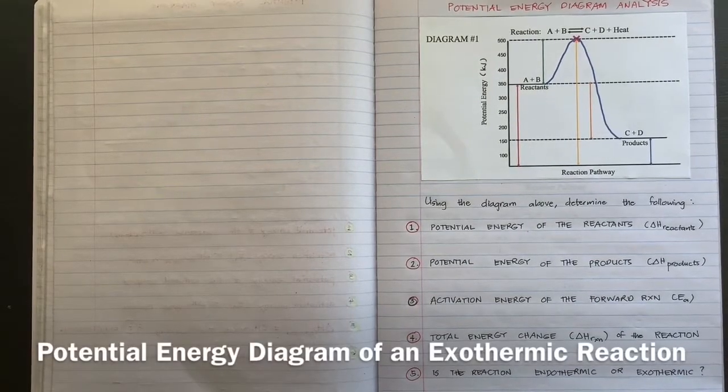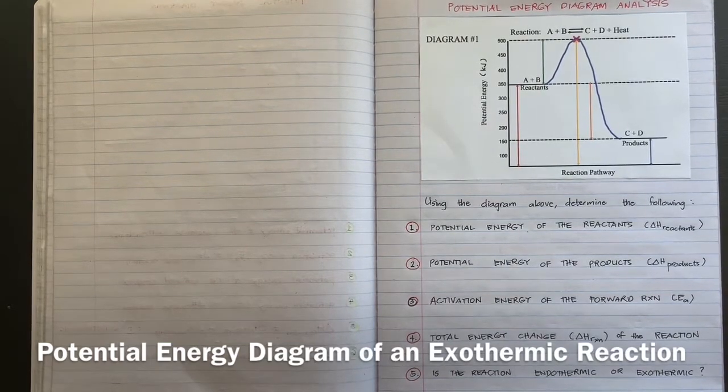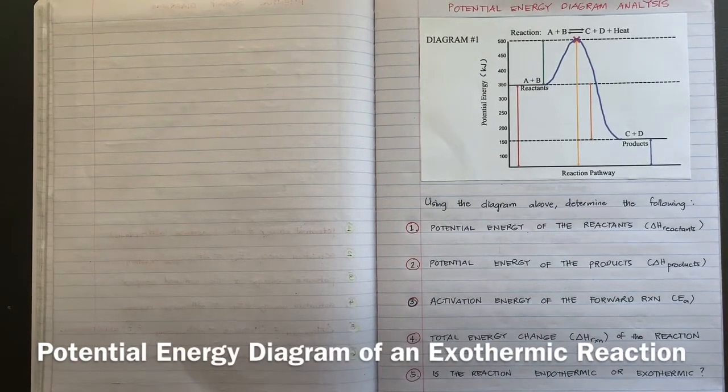So this is now the next set of concepts that you need to understand. After knowing how to interpret a potential energy diagram, now we're going to analyze further a real diagram with values of this potential energy.